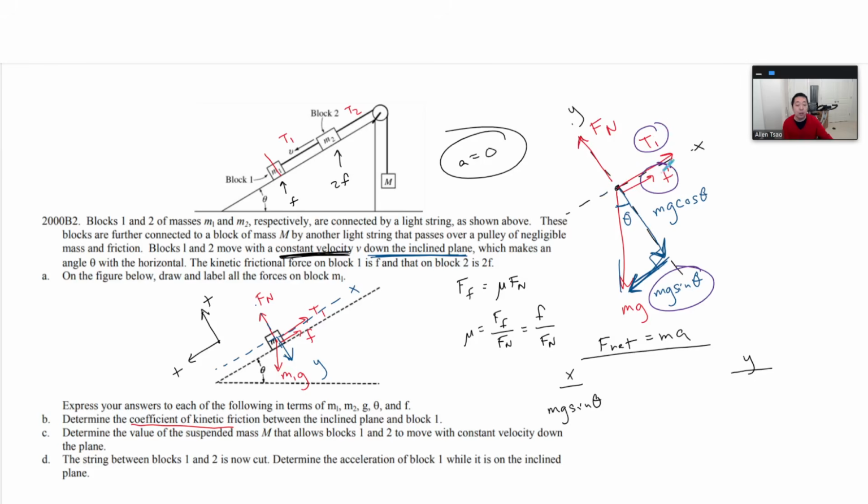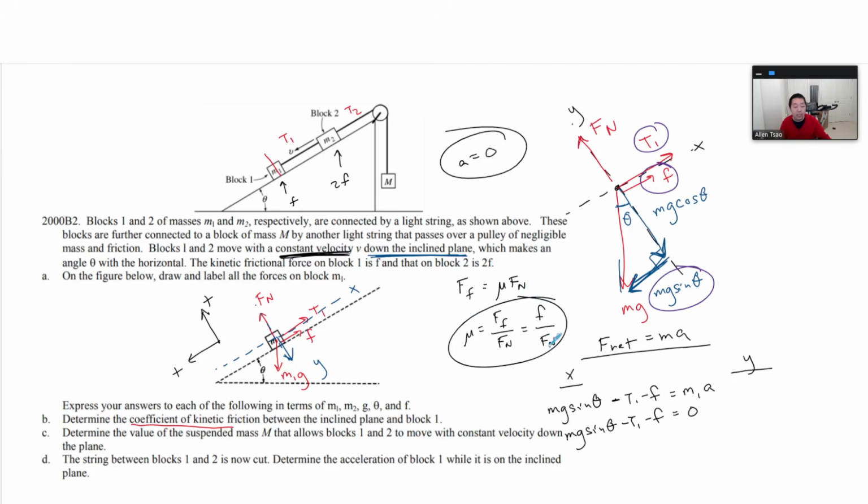T1 and F are up the ramp. Those are negative. And those are the only horizontal forces, so that equals m1 times a. Now in this problem, we just said at the very beginning it's constant velocity, so a is 0. So this is actually equal to 0. Okay, that's one equation. I'm not going to solve anything yet. I'm just going to leave it alone for now because I want to think about the big picture.